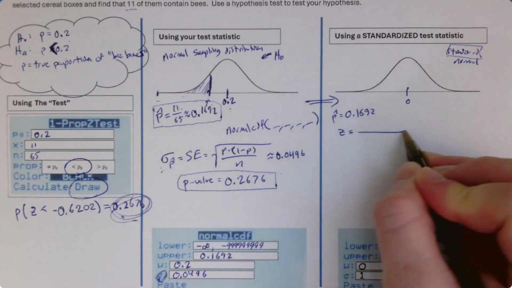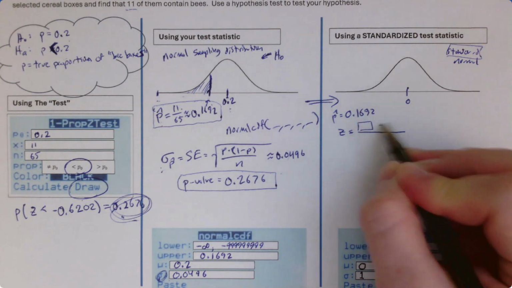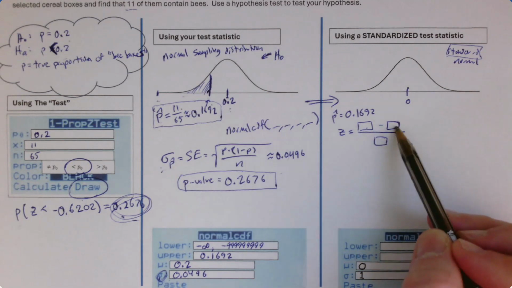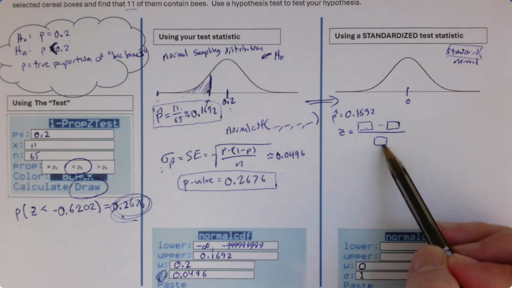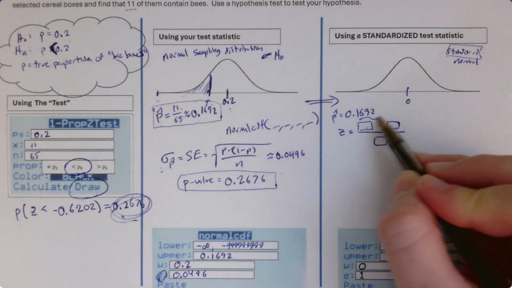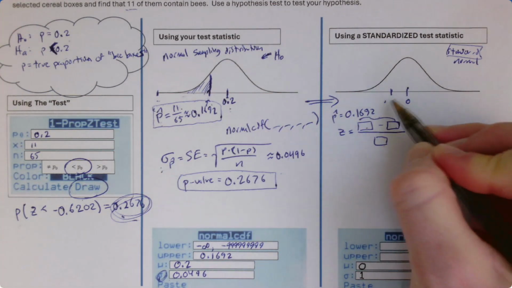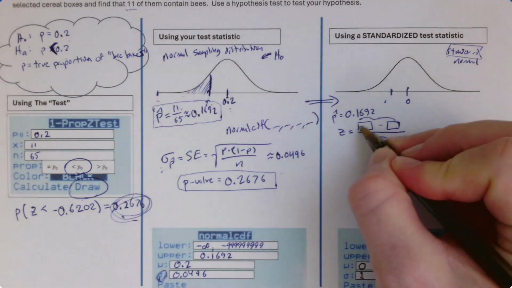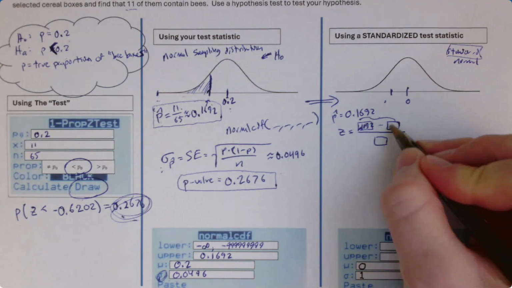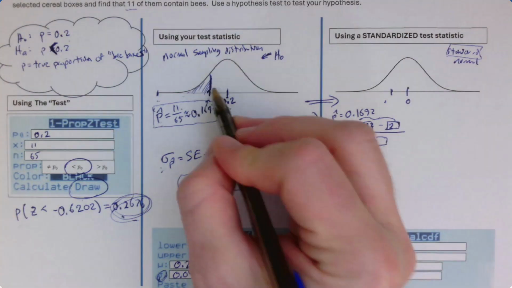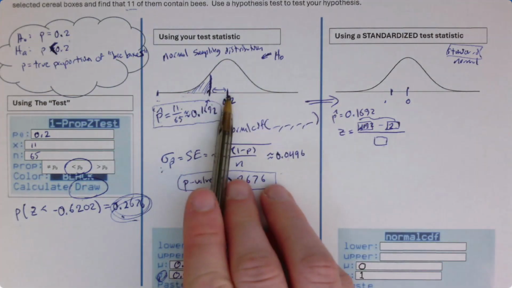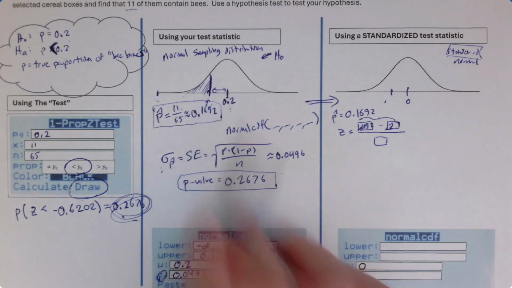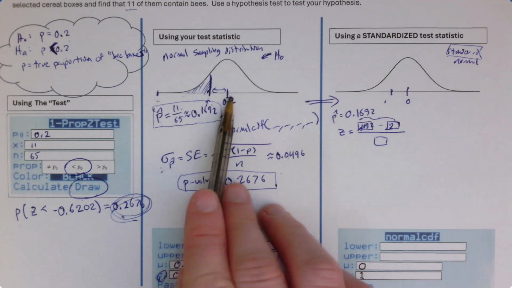The z-score calculation you learned way back in Unit 1, and the calculation is always your particular result minus the center of the distribution divided by the spread, which sort of makes sense like this. If I have 0.1692 and I subtract the center, which is 0.2, that's telling me what this distance is. I'm saying this distance minus this distance gives me the distance in between. So that tells me how far away I am from the center.